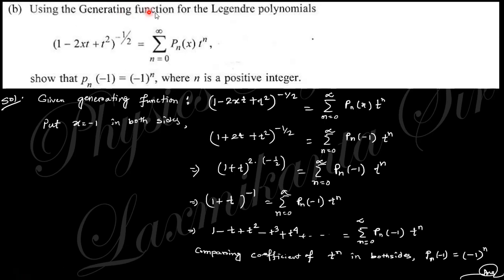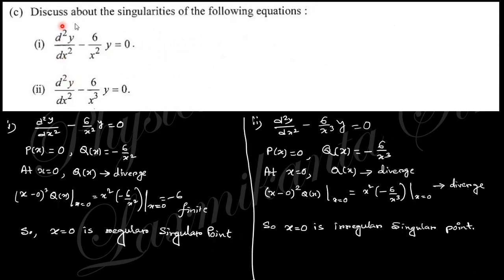Next question: using the generating function of Legendre polynomial, prove this relation. This is the Legendre polynomial. If we put x equal to -1 on both sides, you will find this relation. So this is plus, and this is (1 plus t) whole square. If you compare the coefficient of t to the power n, you will find this relation.